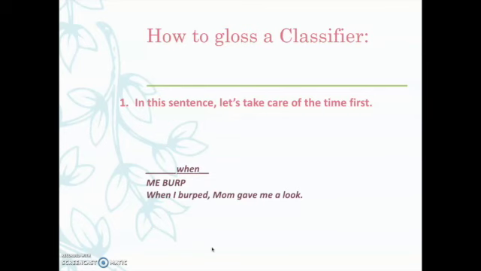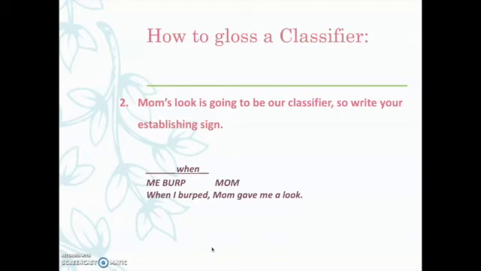All right, now we're going to move on with our sentence. Mom gave me a look. So mom is going to be our classifier, or mom's look actually is going to be our classifier. So we need to write our establishing sign. Who's doing the action? Who are we classifying? Mom. Okay, so the sign mom there.